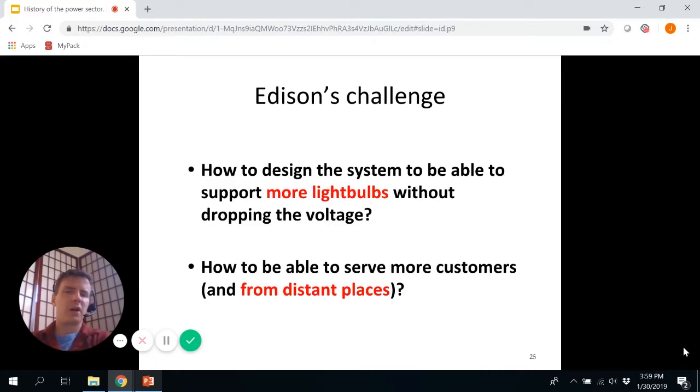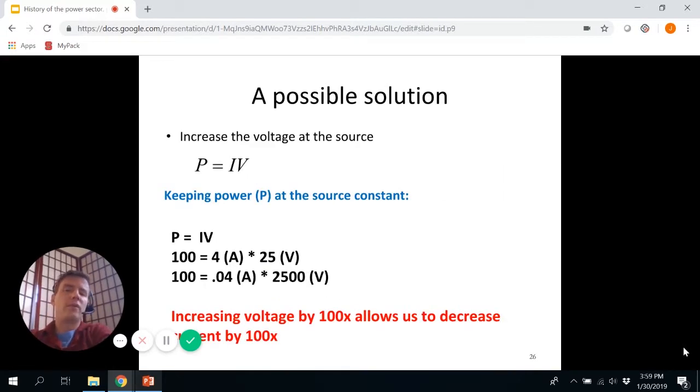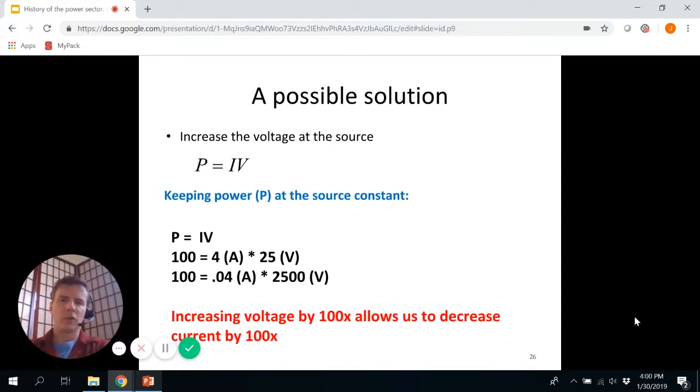So Edison's challenge in designing a DC power system was twofold. Number one, he had to figure out how to design the system to be able to support more light bulbs without dropping the voltage, because he wanted to sell electricity to as many people as possible. And he also wanted to be able to sell electricity to customers that lived far away. So one theoretical solution was to increase the voltage at the source.